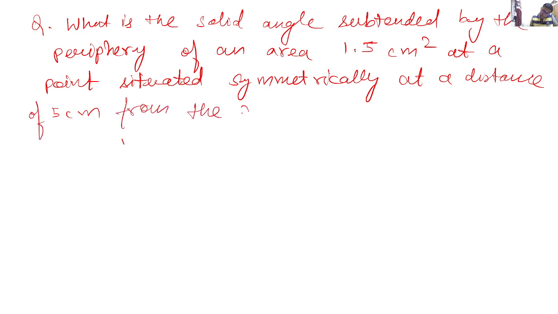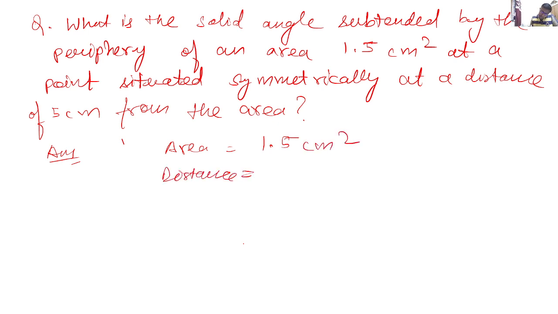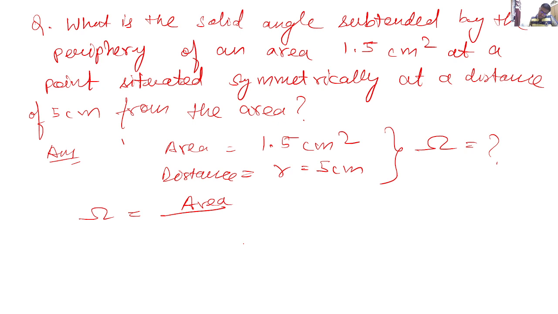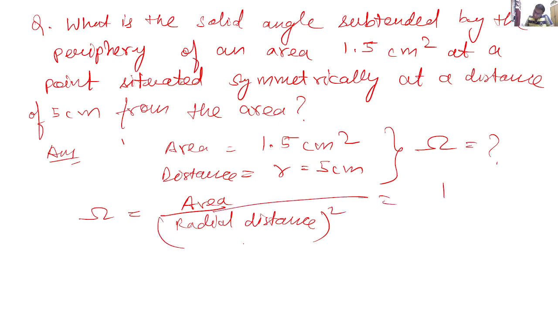So we are given that the surface area is 1.5 square centimeters. The distance is also given. Distance is nothing but the r, which is 5 centimeter. So we want to know what is the solid angle. So we can straight away use that equation: area by the radial distance square. So area is 1.5 square centimeters, the radial distance is 5 centimeters square. So it will come out to be 0.06 steradians.